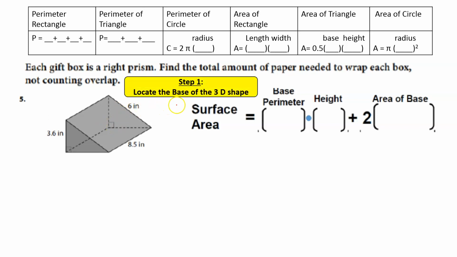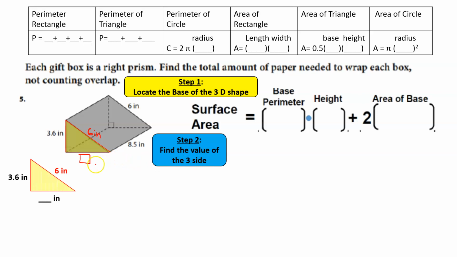All right. So here is a different prism. Notice that our base is slightly different. That's a triangle! So we're going to find the perimeter of our triangle. Unfortunately, you'll see one side has 3.6, the other side has 6 inches, and then this other side is left blank. So we do have to find that third side. I'll draw this out. And you're wondering, how am I supposed to figure out that third side of that shape?